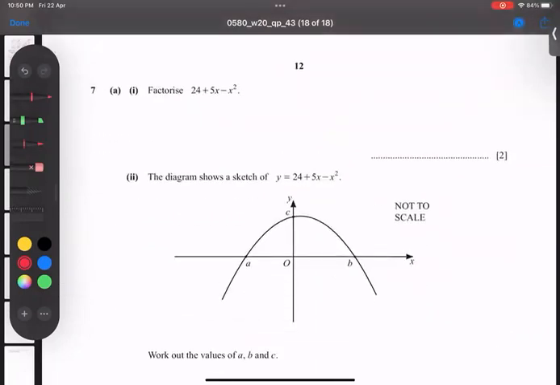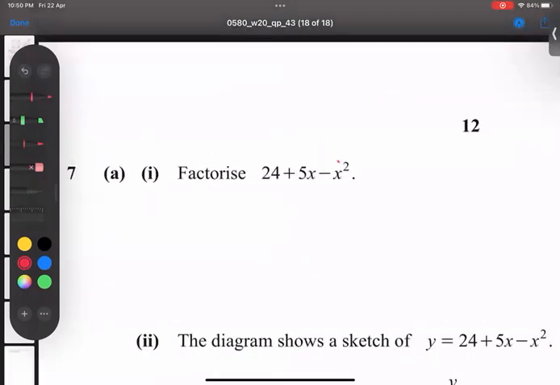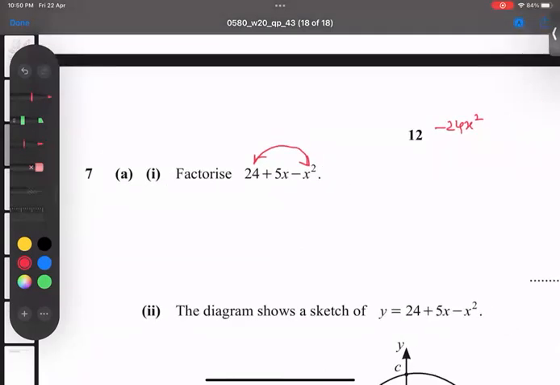Let's go for the next question, factorization. How can we do this kind of factorization? You know it very well. So multiply the first with the last value. I'm getting -24x to the power 2. And you know it very well, factorization of 24.